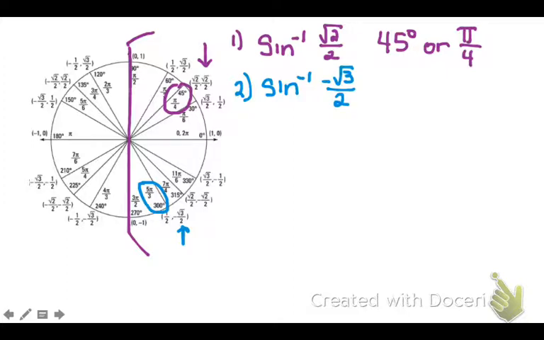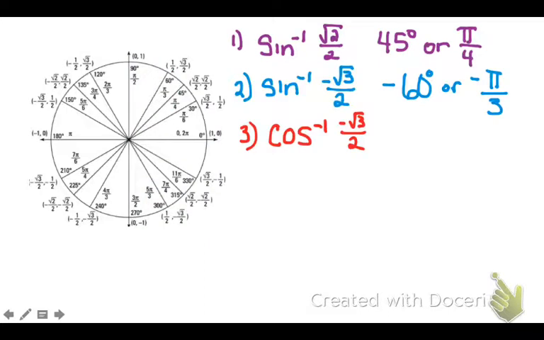So now we're going to look up above and find something that's comparable. So going back up here, we found something similar, square root 3 over 2. So we can use these values, but again, because it's below the x-axis, we're going to call it negative 60 degrees and negative pi over 3.